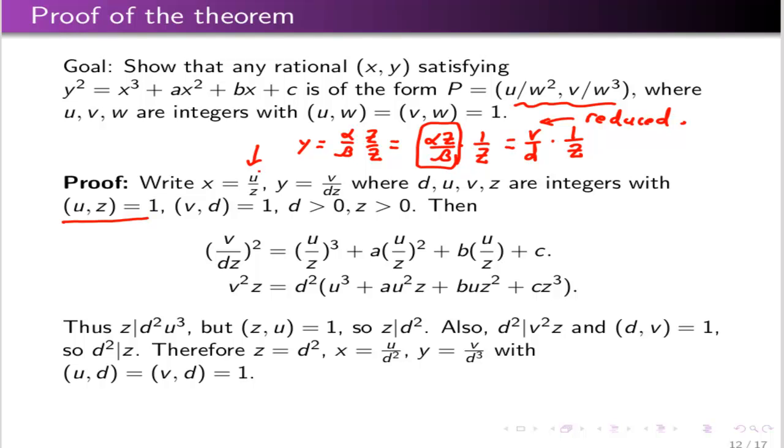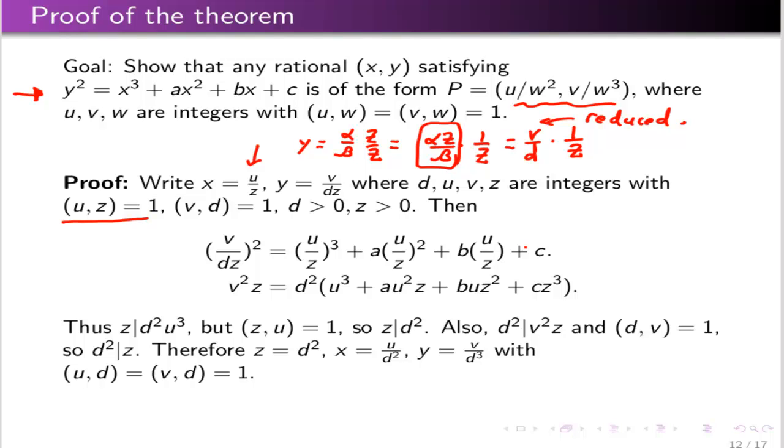So x is of this form, and y is of this form, where u and z are relatively prime, v and d are relatively prime, and I can assume that the denominators are all positive. Okay, then insert this into the equation of the elliptic curve. So y squared on the left equals x cubed plus ax squared plus bx plus c.